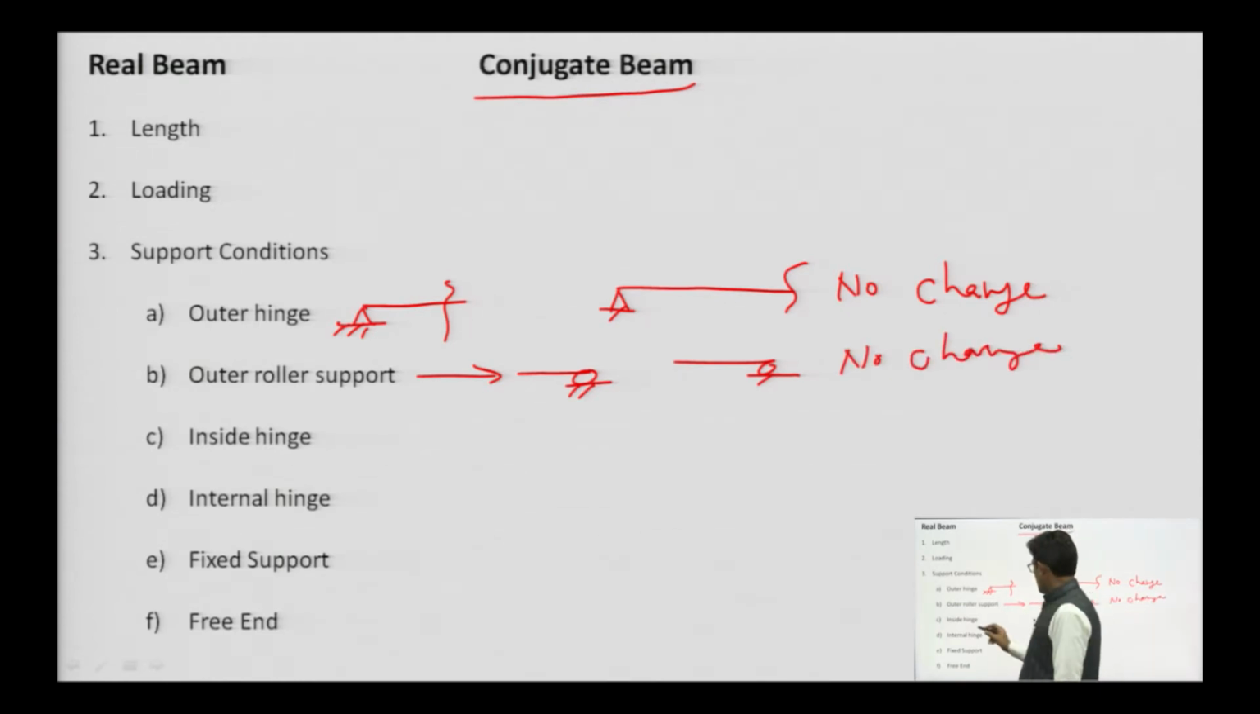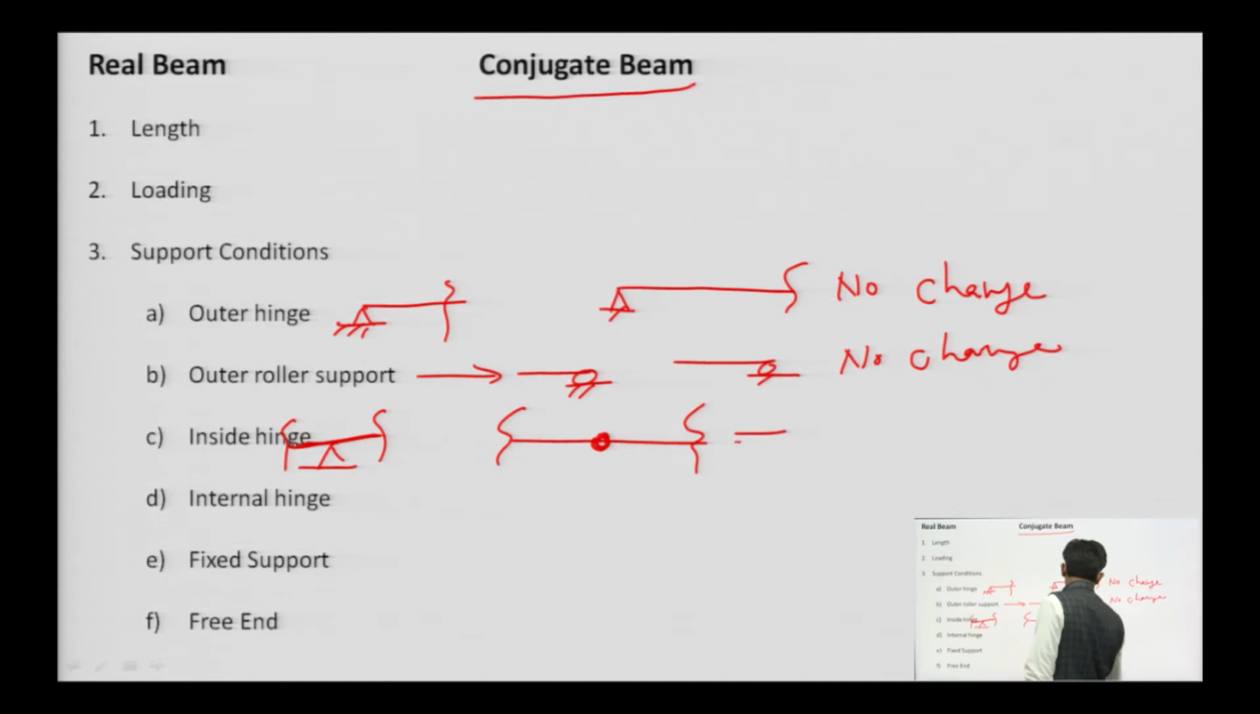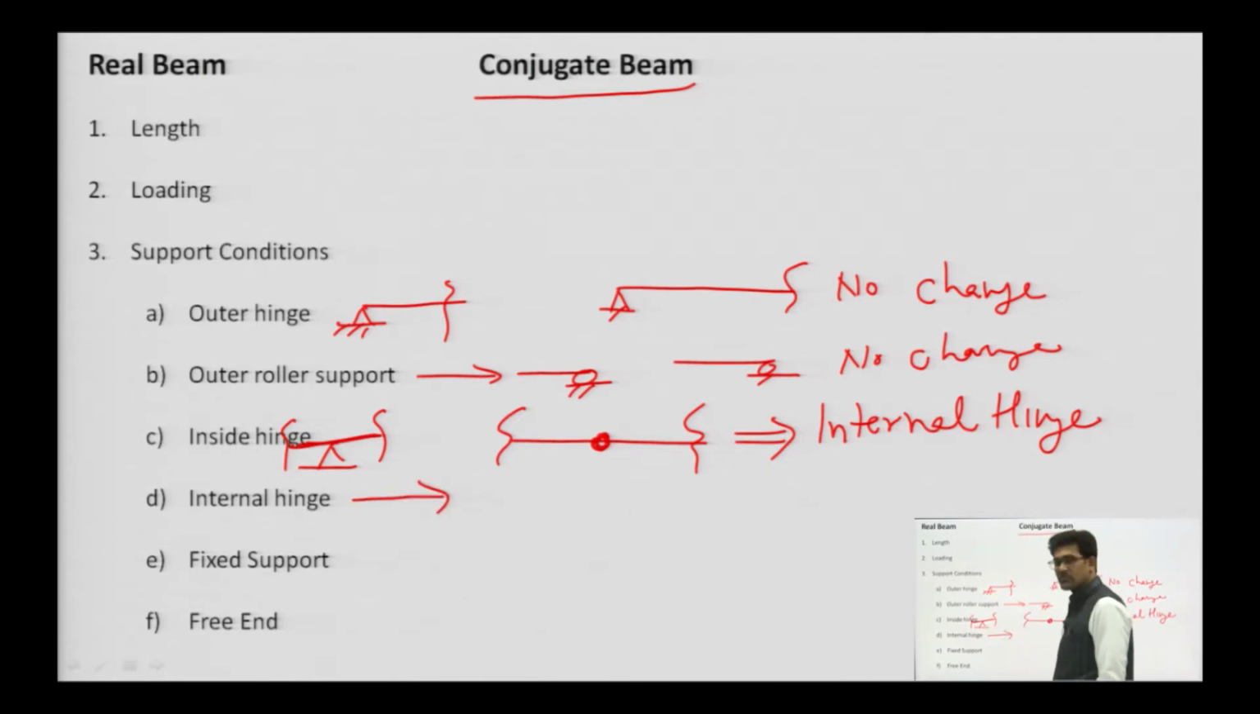Inside hinge means this type of thing, where we have the structure on either the left and right side. In the conjugate beam it will be replaced by an internal hinge. We will replace the inside hinge with an internal hinge, and the internal hinge will be replaced by a vertical force.